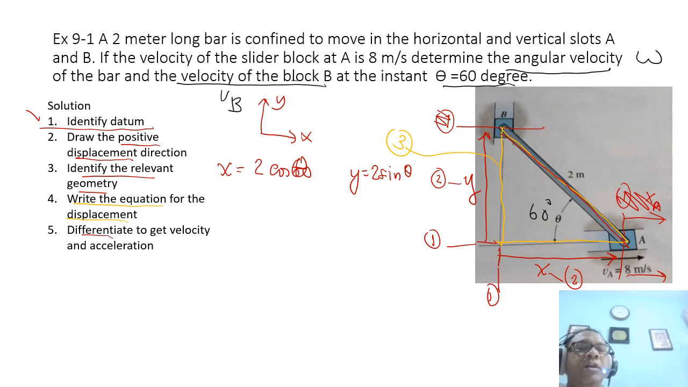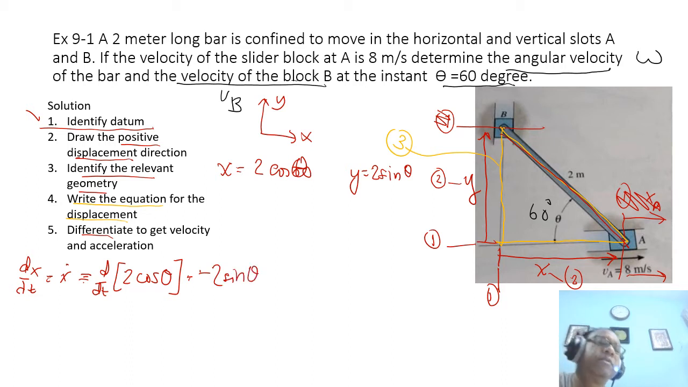If we differentiate x, dx over dt, we get x dot, which is d over dt of 2 cos theta. Differentiating cos theta, we get minus sine theta times theta dot. We know that x dot equals VA, so VA equals x dot equals minus 2 sin theta theta dot. I'm going to replace theta dot with omega.